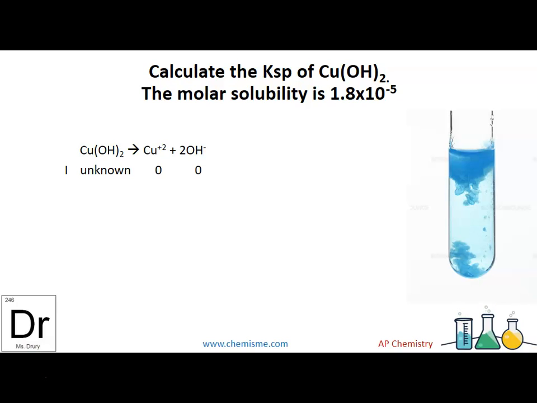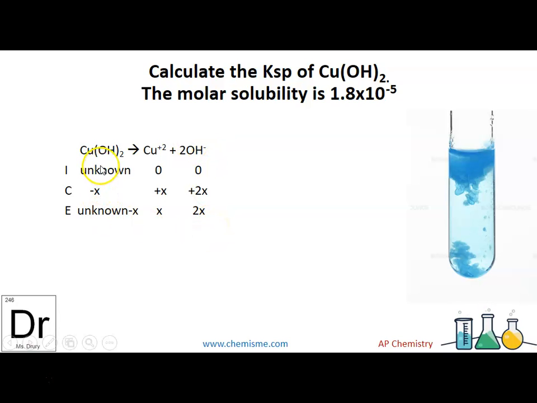For the Ksp, initially you'll have copper hydroxide and no ions. It will shift to the right. Notice this is not like an acid or a base: when you take from your unknown amount and add to the side, notice that there are 2 hydroxides, so you have to have 2x there. At equilibrium, you're going to have unknown amount, because they didn't tell me how much, minus x, equals x and 2x, right?